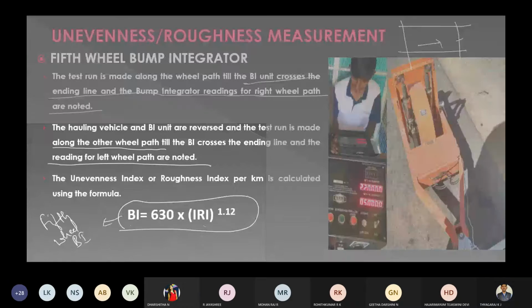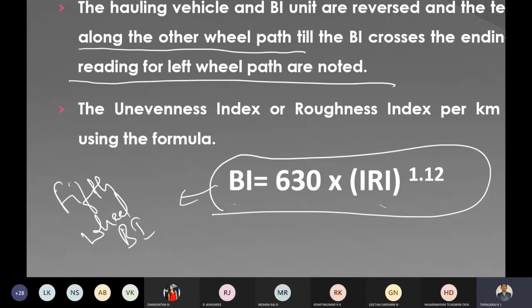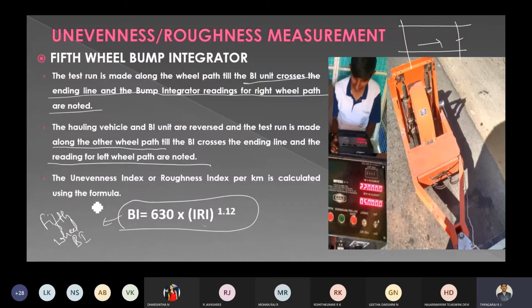Yes, sir. Okay, so you will be getting the reading from the fifth wheel integrator. The BI value you are going to get from the fifth wheel bump integrator, and you can easily calculate the IRI value. So simply remember, a fifth wheel will be fixed to the vehicle. It will be moving along the wheel path, that is the left wheel path. Then it will take a U-turn and move in the right wheel path, and you are going to record the reading. A sensor will be fixed.